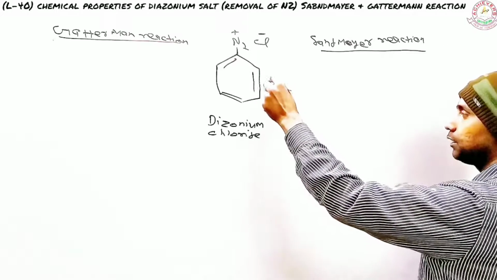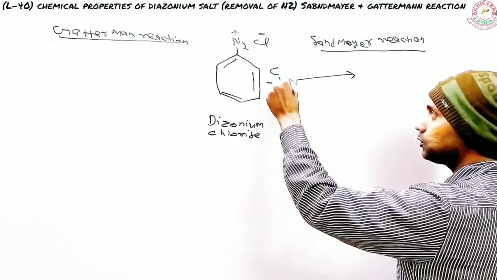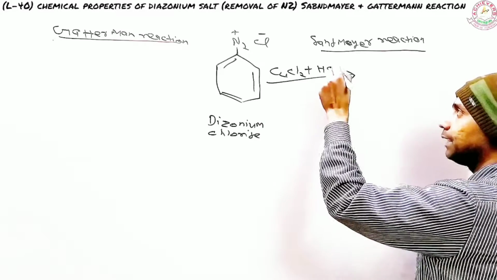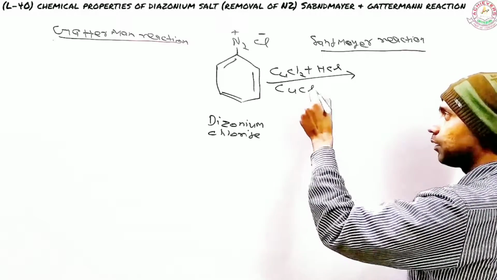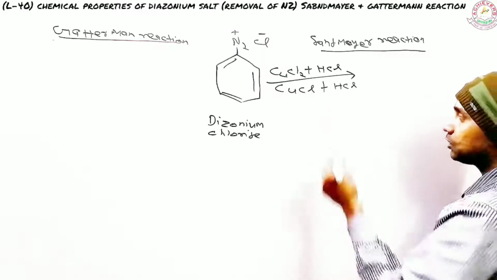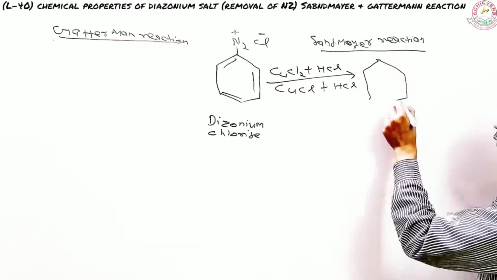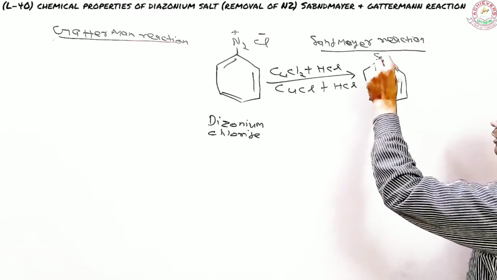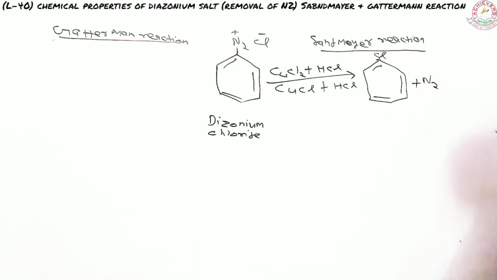If you react this diazonium chloride with CuCl2 along with HCl, you can also take CuCl, but HCl is a must here. With these, you will obtain chlorobenzene. So this is a method to produce chlorobenzene, but along with that, like I said earlier, nitrogen gas will be removed.